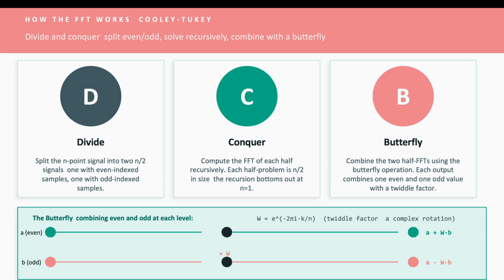This pattern is applied at every level of the recursion. Log 2 of N levels total, each with N operations, total N times log N.